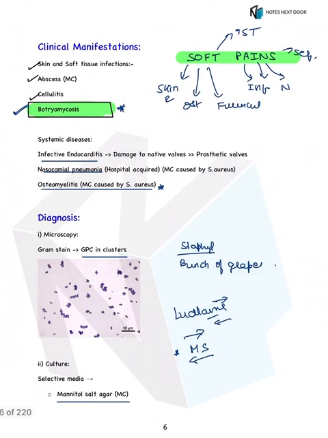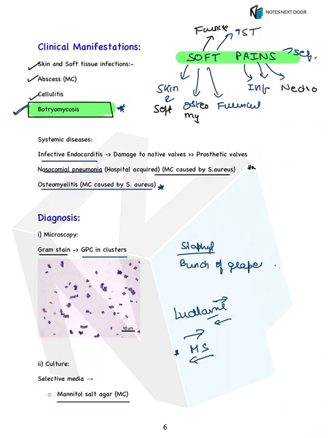Okay, now coming on to the clinical manifestations. The mnemonic is SOFT PAINS. S for skin and soft tissue infection. O for osteomyelitis. F for furuncle. T for toxic shock syndrome toxin. P is for pneumonia and other infections. A for arthritis. I for infective endocarditis. N for necrotizing fasciitis. S for sepsis and soft tissue infection. Okay, so see, this can cause nosocomial infection and osteomyelitis. O stands for osteomyelitis.